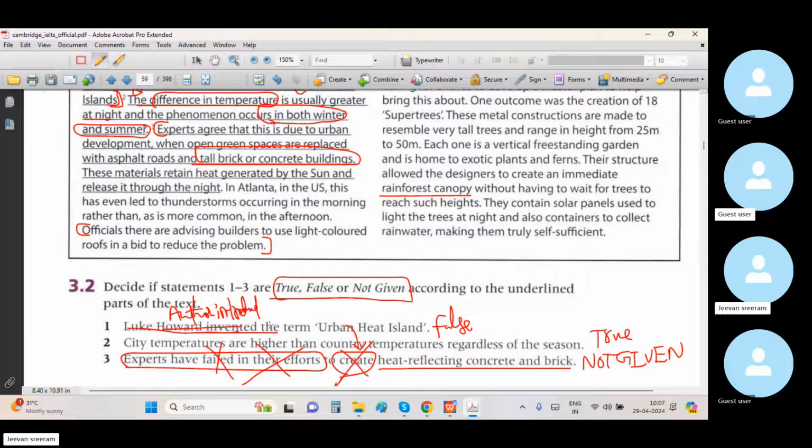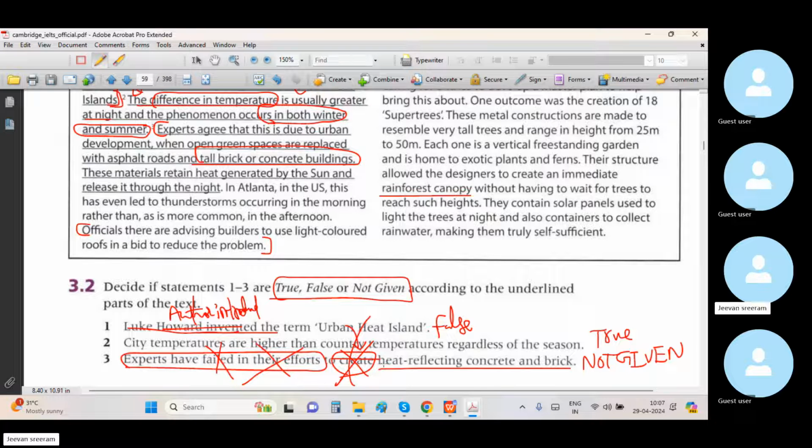If the statement says officials have failed to create, we can judge. No. Officials failed to? They haven't even tried to create. The problem is with create; no one has tried to create. They also did not guide. For example, if the statement is given like this, officials have failed in their efforts to create, again, that is not given.